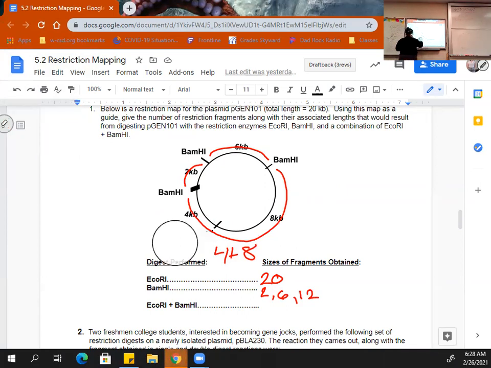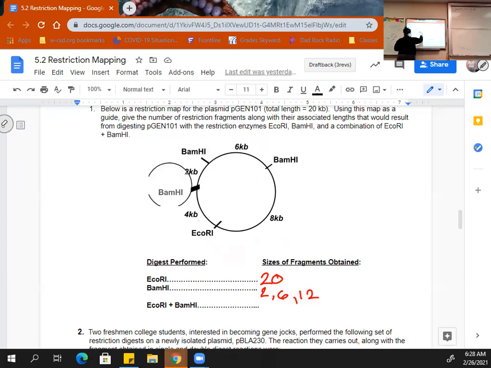Then finally, we are looking at a double digest. A double digest is when we put both restriction enzymes in the tube at once. So we're going to get all of these cuts. So we are going to have a 4, a 2, a 6, and an 8. Those are our fragments for our double digest.